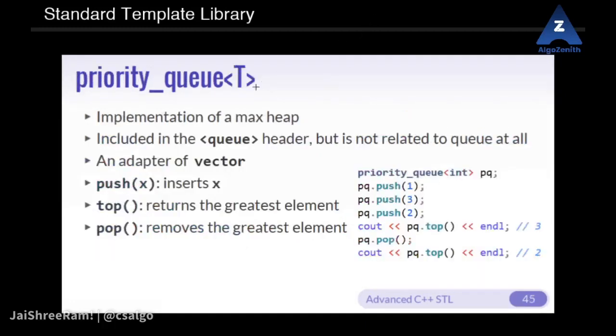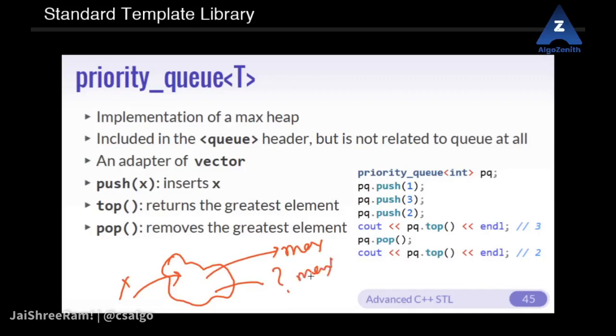Now there is another adapter which is priority queue, which implements a max heap. Okay, what's a heap? It's a structure which can give you the max of the elements inside it. You can insert an x, you can find the greatest element in the set, and you can remove the greatest element. So you can think of it like a set where you can insert some x, remove the max, or query what the max is. Okay, so this is what you can do in a priority queue.